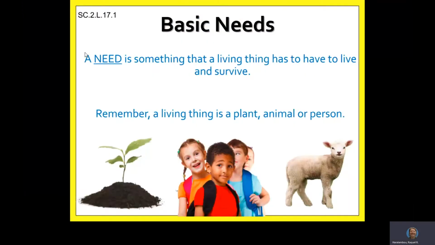So a need is something that a living thing has to have to live and survive. Remember, a living thing is a plant, animal, or person. So we're not talking about what does a rock need to survive, because that's non-living. So we're talking about things and people that are actually living in what we need to keep us alive.